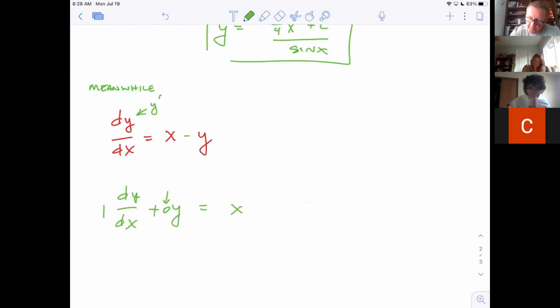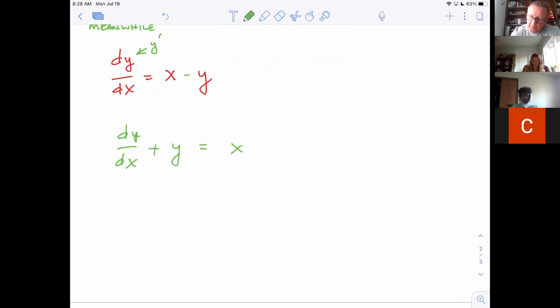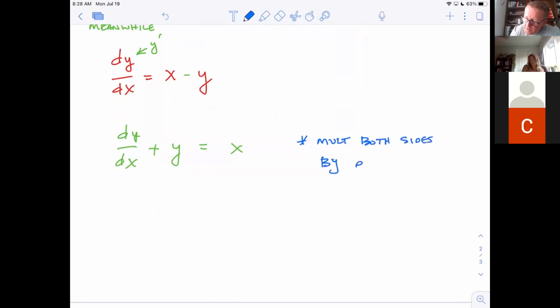Let me show you something kind of brilliant. So this, as I said, is not helpful. But I'm going to do something sort of from nowhere right now, but it's not going to be from nowhere ultimately. This is just an equation, so I can do anything I want to both sides, right? So I'm going to do something rather surprising, and I'm going to multiply both sides by e to the x, so that now this becomes e to the x times dy dx plus e to the x times y equals e to the x times x.